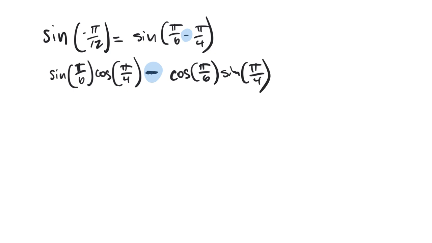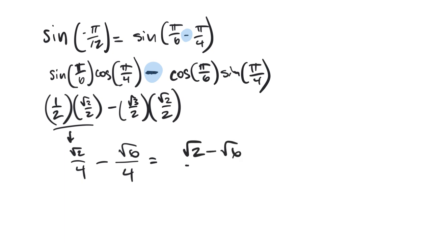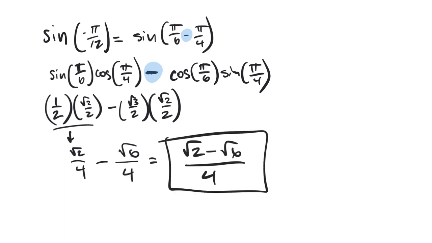And now we just evaluate. Sine of pi over 6 is 1/2. Cosine of pi over 4 is radical 2 over 2. Subtract. Cosine of pi over 6 is radical 3 over 2. And the sine of pi over 4 is radical 2 over 2. Let's multiply these together, and I get radical 2 over 4. Subtract radical 6 over 4, and let's write it as one fraction. And we're done. That's our exact answer for the sine of negative pi over 12 radians.